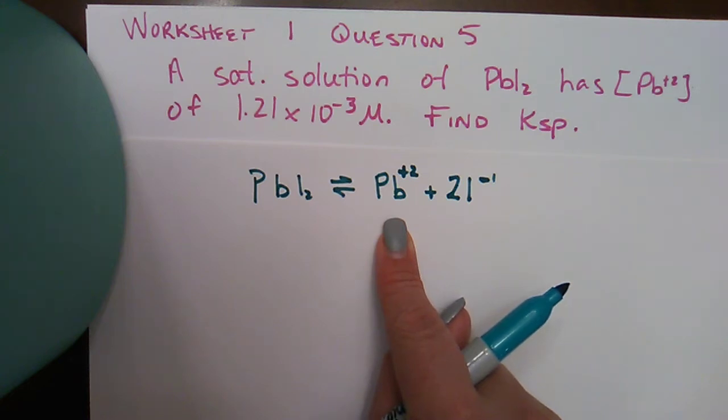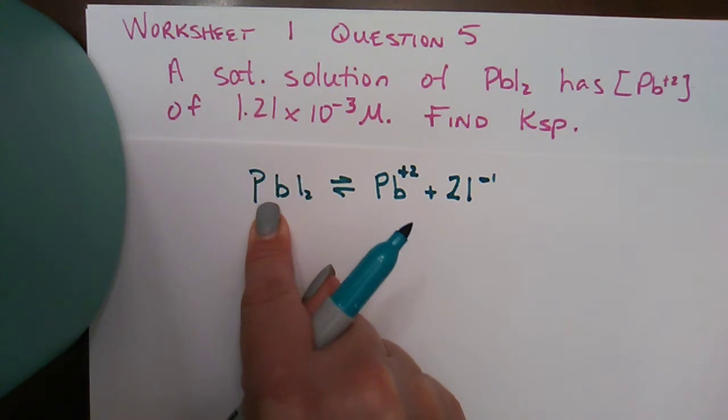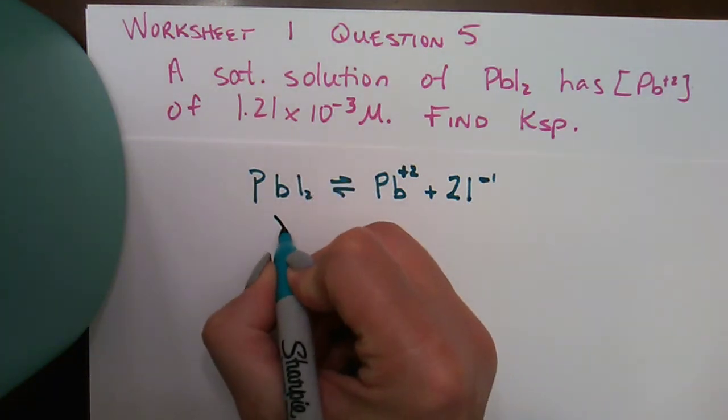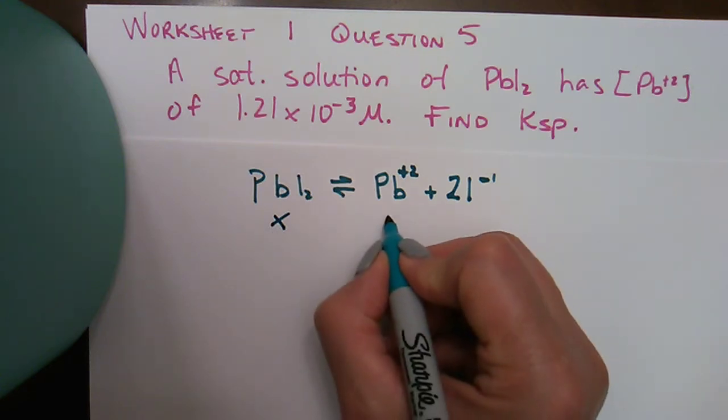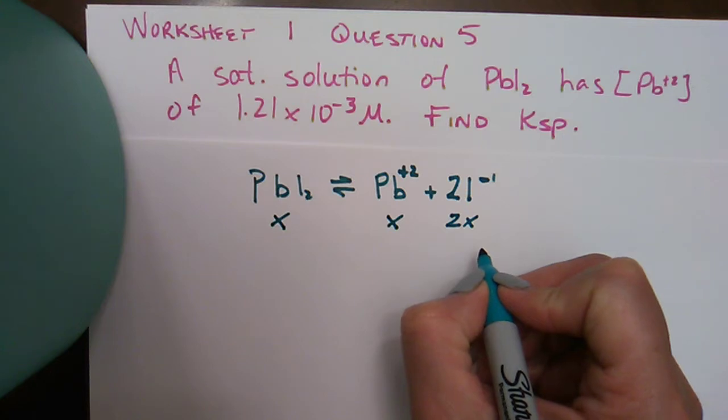Second step is a molar ratio. Take a look at the balancing. We know that for every 1 lead iodide that breaks down, I'll get 1 lead and 2 iodines. So if X amount of lead iodide breaks down, I'll get X amount of lead and 2X amount of iodines.